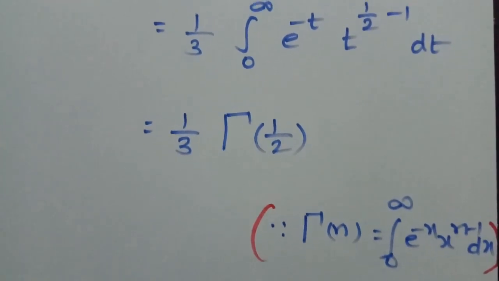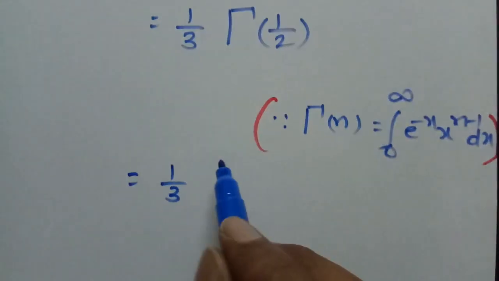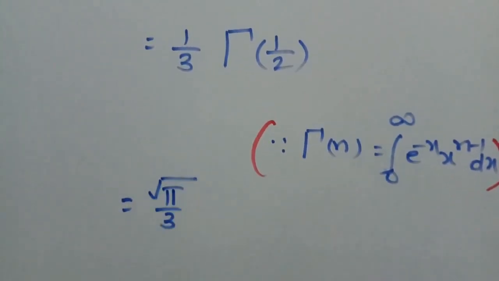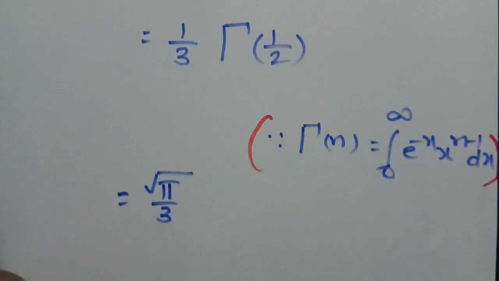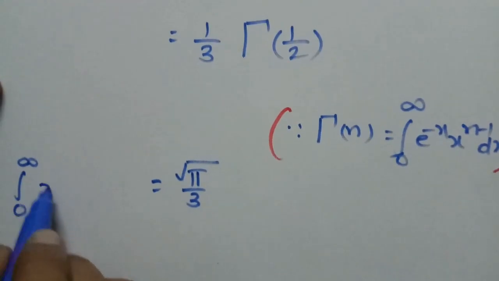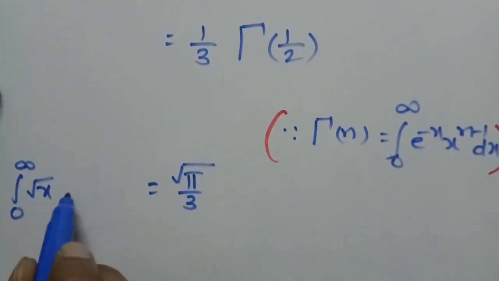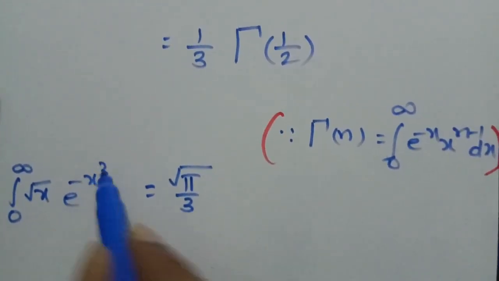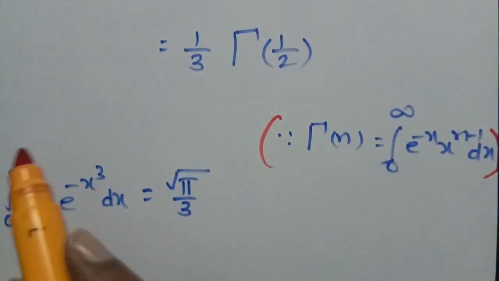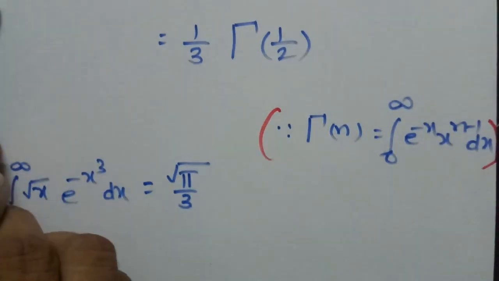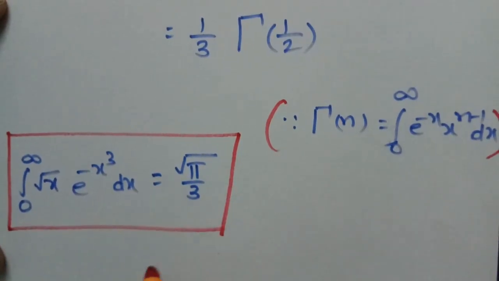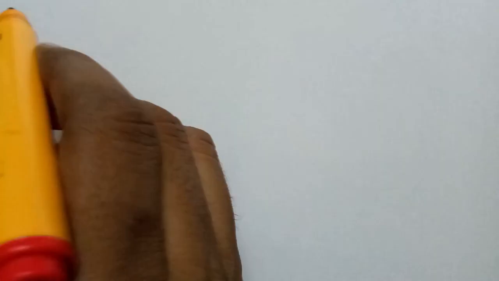Therefore we already know that gamma half is equal to square root of pi. So therefore square root of pi by 3. This is the value of the definite integral root x into e to the power of minus x cube into dx. This is the required answer.